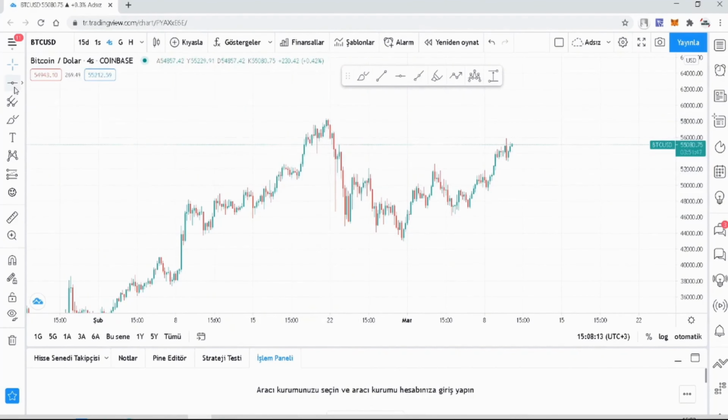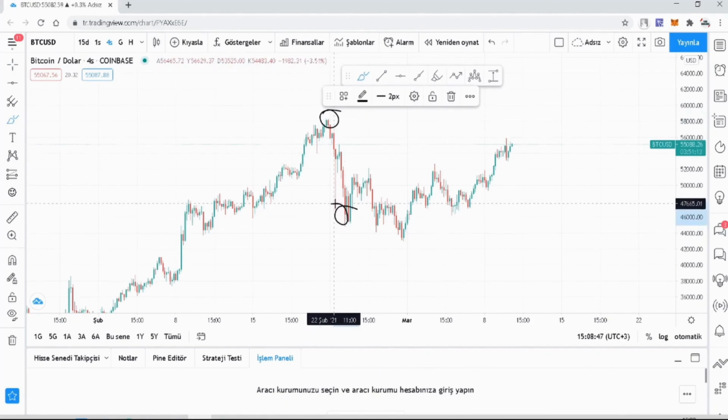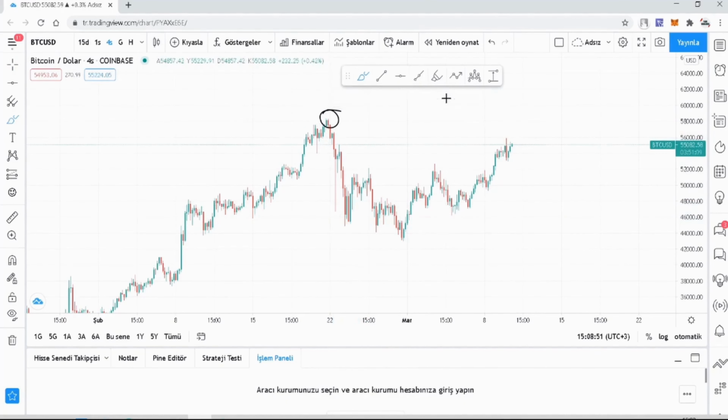First of all, what is support? Support is the point where the price is expected to reverse during a downtrend, meaning it will start to rise again. Resistance is the point where the price is expected to start falling during an uptrend. For example, here is the resistance and here is the support. We can see that the decline ended here. We can also see that the uptrend ended here.